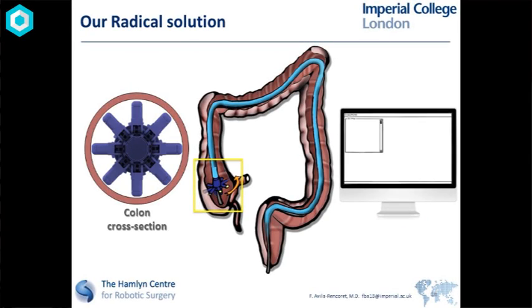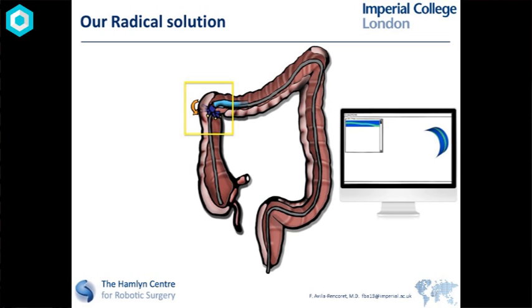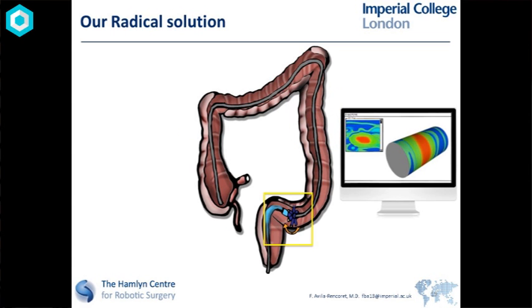While doing that, we move this robot and we are able to generate a map that highlights where the precancer lesions are, so the endoscopist can treat them during the same procedure. Using this idea, we built a prototype.